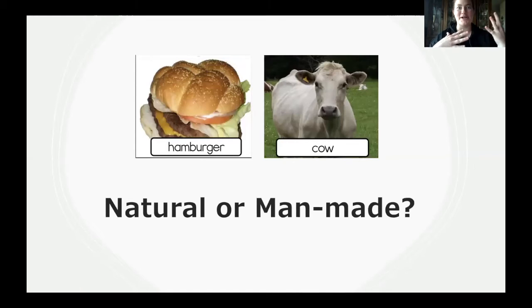Oh, a hamburger and a cow. Okay, what do you think is natural? The cow, yeah. Cows are just occurring in nature. A hamburger is definitely man made. We would use a natural resource like the cow to make the hamburger. That's right. A hamburger is not just occurring in nature. That'd be pretty cool if it was, though, right?